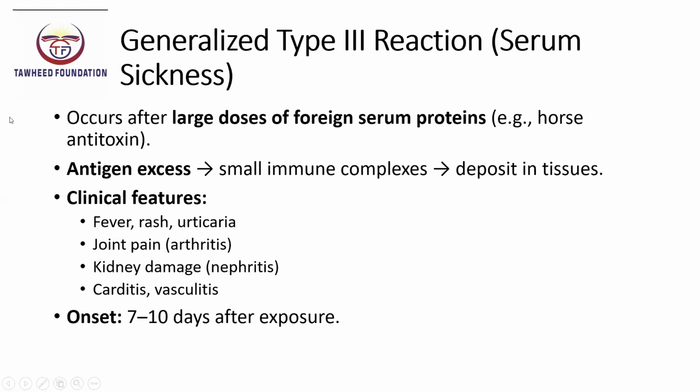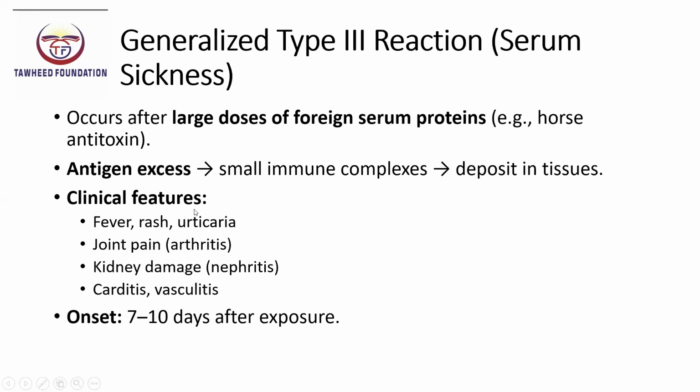Next is generalized type 3 reaction, that is serum sickness. A classic example of a generalized type 3 reaction is serum sickness, which historically occurred after large doses of foreign proteins, such as horse antitoxin, were administered. When these proteins enter the bloodstream in excess, small immune complexes form that are not efficiently cleared. They circulate and deposit in tissues, triggering inflammation.